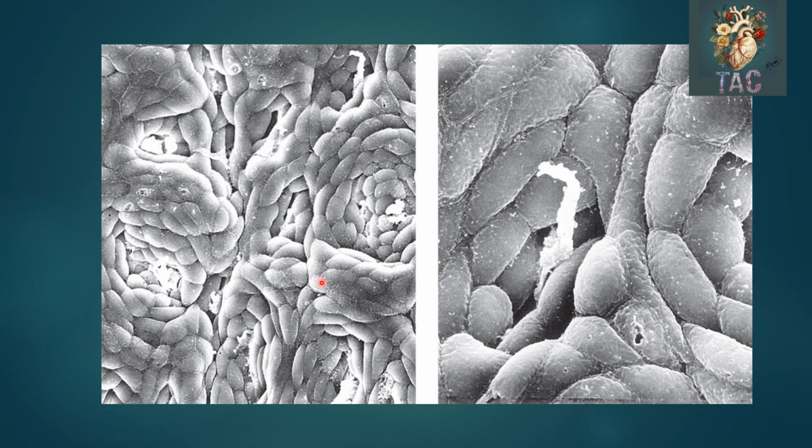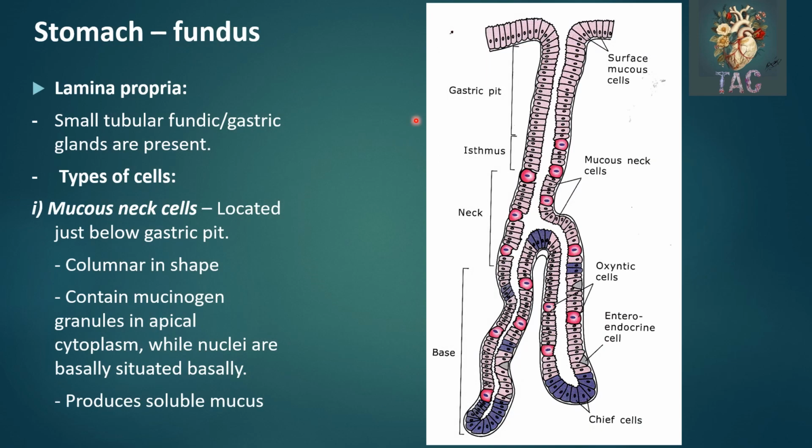This is the transmission electron microscopy of the surface mucous cells. In this you can see surface mucous cells are present, and at some locations you can also appreciate the mucus. This is a further higher magnification of the surface mucous cells, and you can also see the mucus is present over here. So the lamina propria consists of simple branched tubular glands, also called the gastric glands, or the fundic glands, or the gastric glands proper.